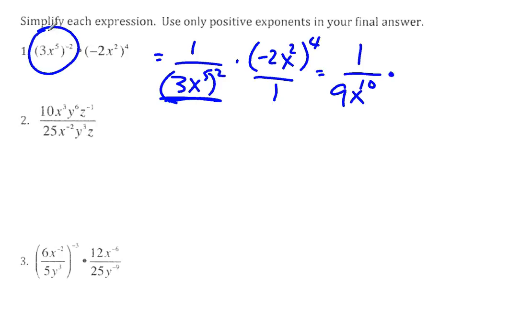On the right, I've got to take everything to the 4th. Negative 2 to the 4th is a positive, because 4 negatives is positive. 2 to the 4th is 16. And again, 2 times 4 is how you get your exponent for the x. 2 times 4 is 8.